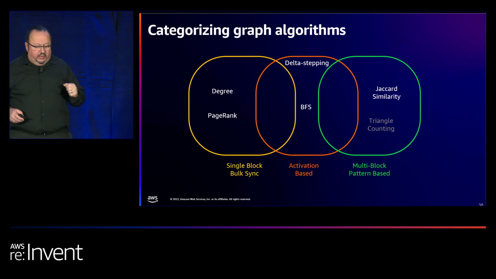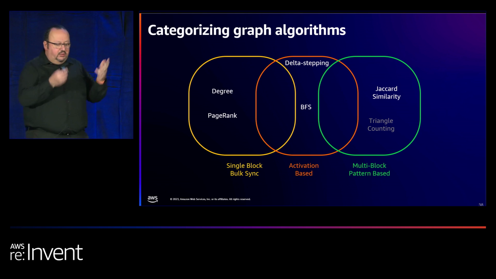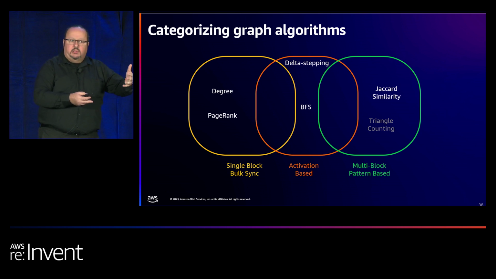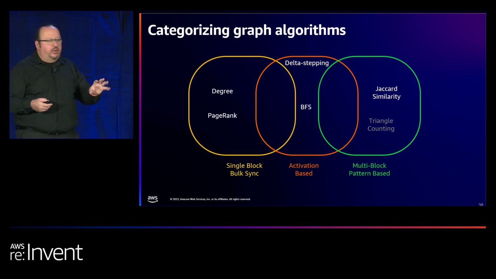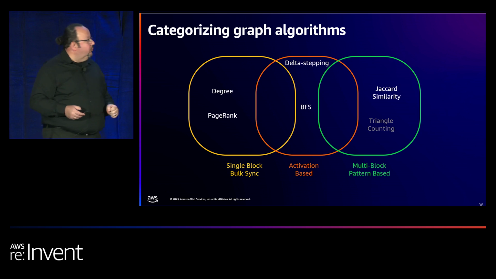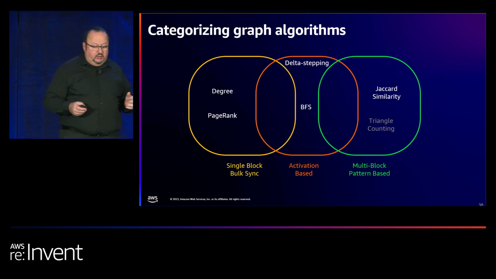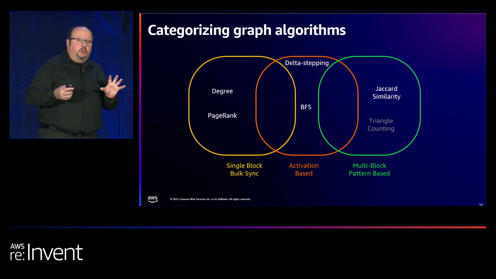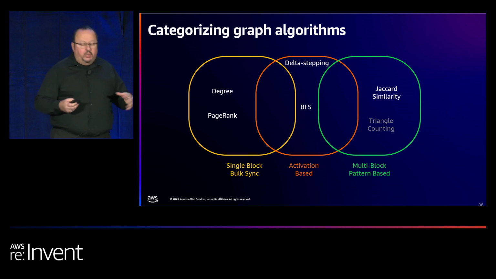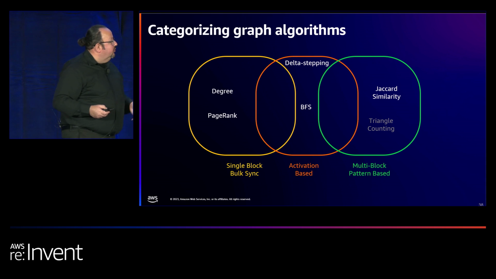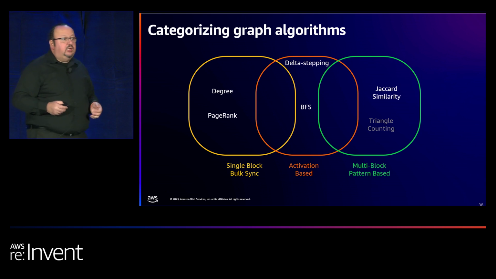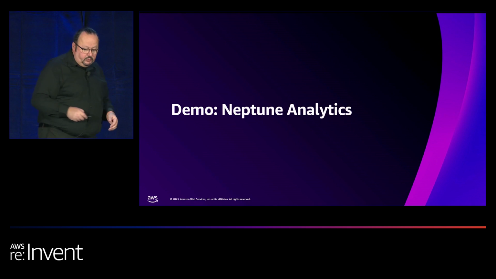There are some other algorithms like BFS or shortest path, delta stepping, etc. Those are activation-based. You start with a source or sources. Then, depending on the blocks there, they activate the blocks, and you continue the execution that way. And the third one is basically multi-block patterns. In this case, you get multiple blocks, and the pattern is predefined by the algorithm itself, and you execute. Jaccard similarity and triangle count are some of the examples. So basically, with this system, we can really implement almost all the algorithms, okay?